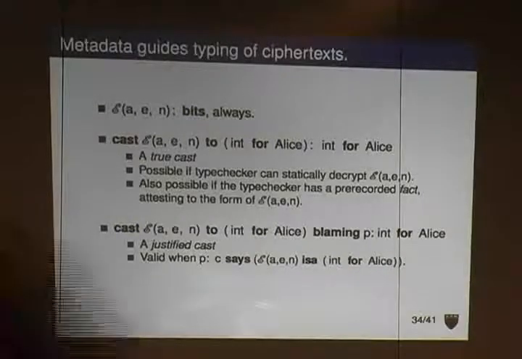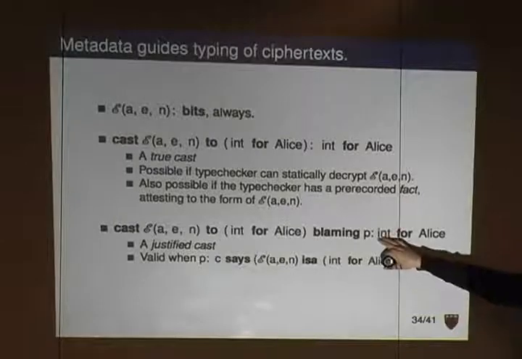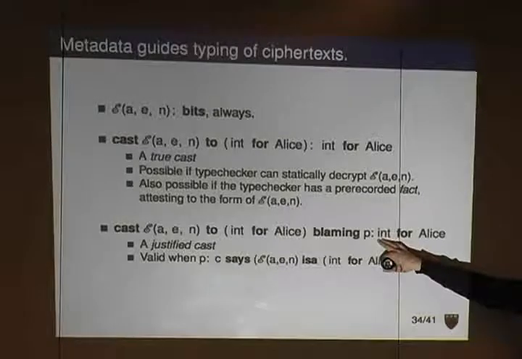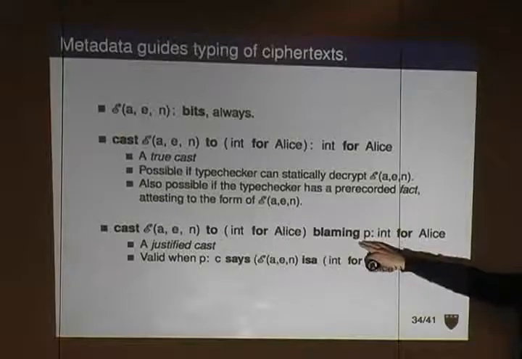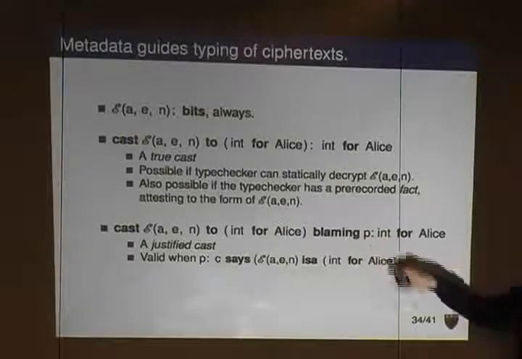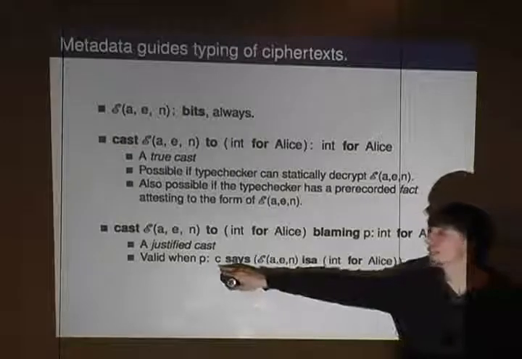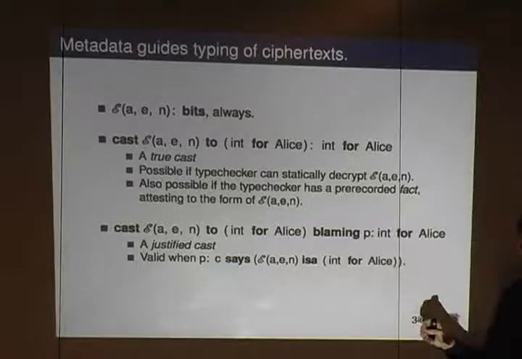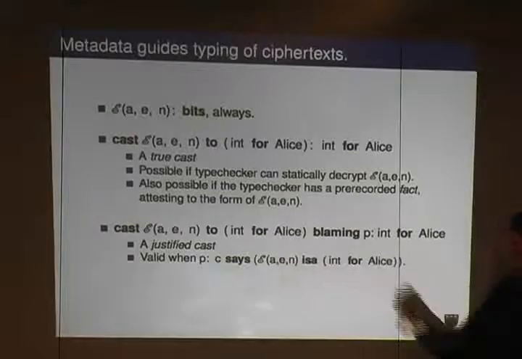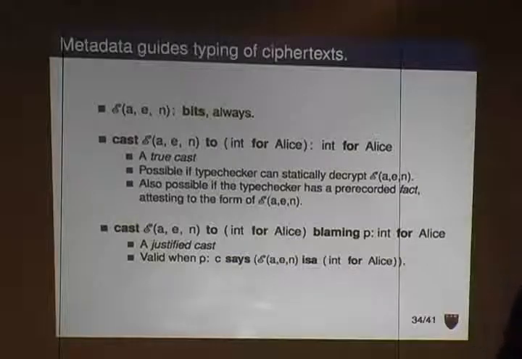And now when you try to use something that looks like this, like it's an int for Alice, in particular you're Alice, and you try to decrypt this, if your decryption fails, you can look at this proof and say, wow, see, Charlie said that this was a good ciphertext for me. I can blame Charlie for the fact my message failed.